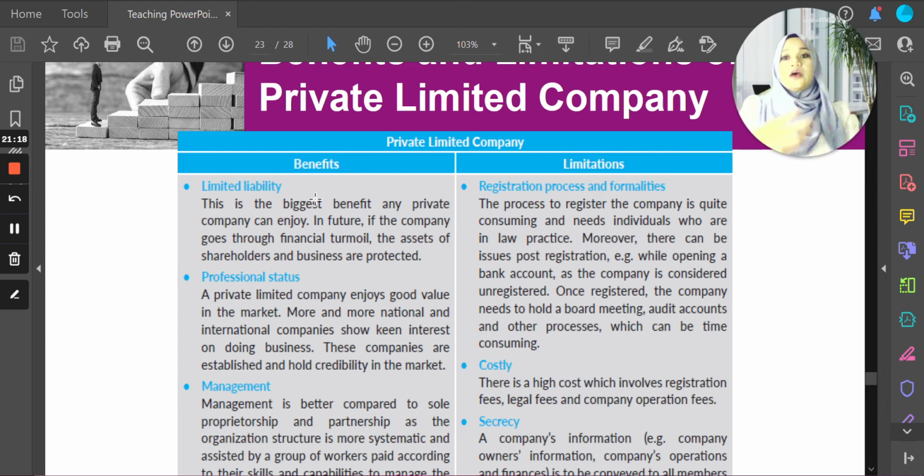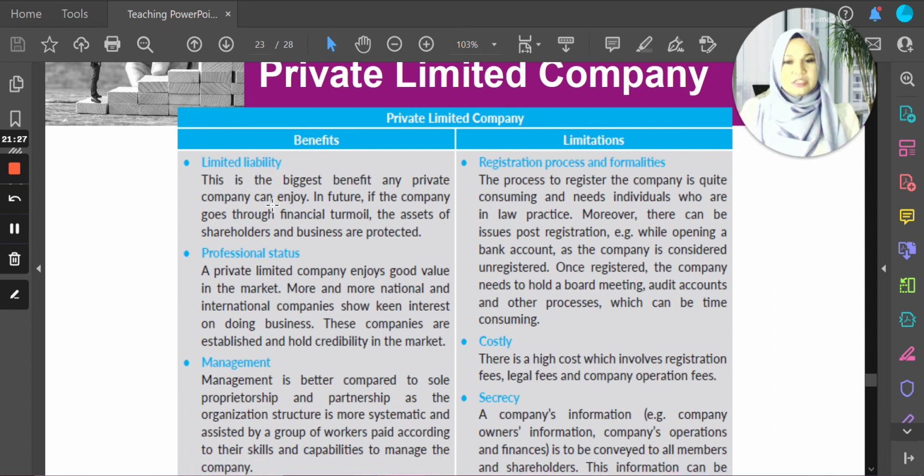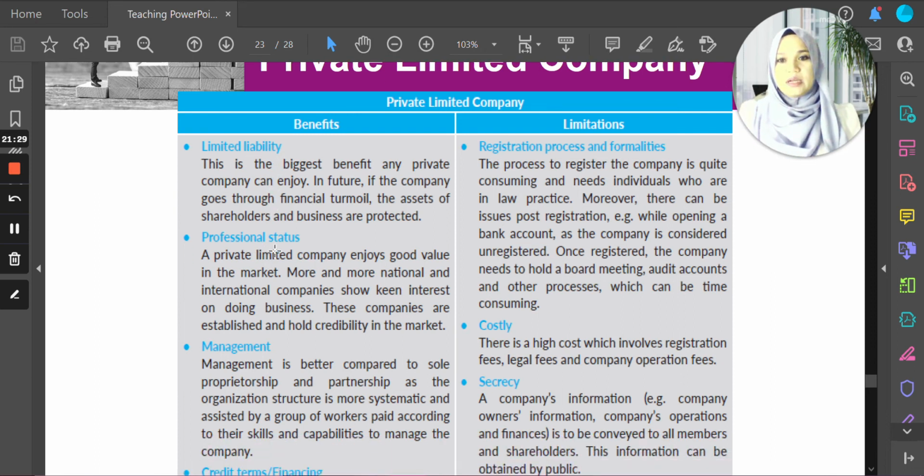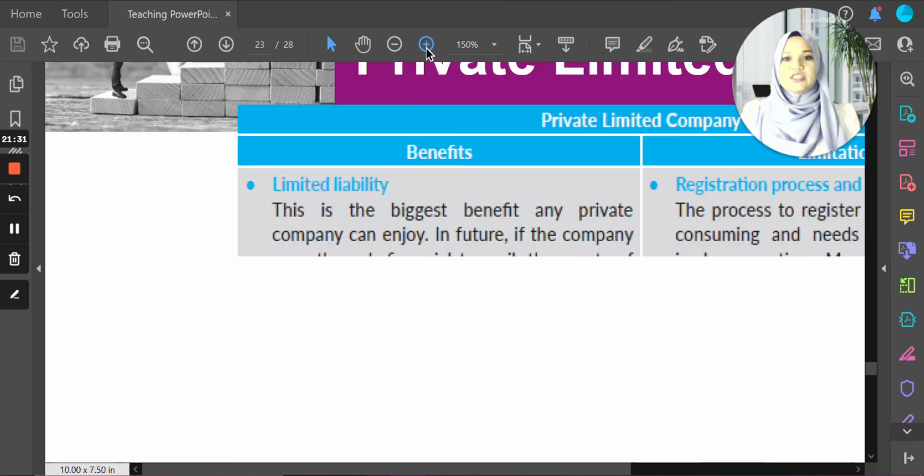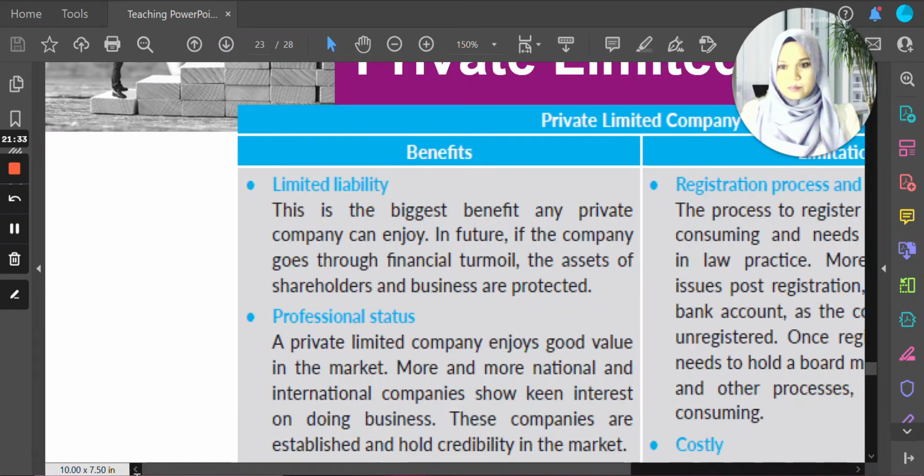Why is that? Because it's a totally separate entity from the partners. So they have limited liability. It's a good thing. And they are normally considered a professional status kind of business.